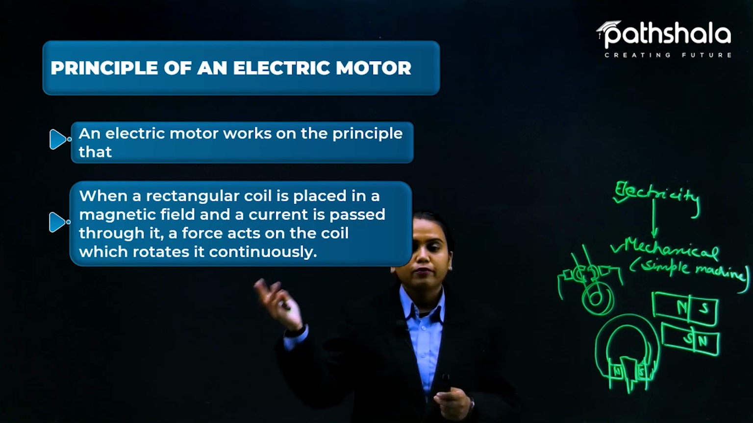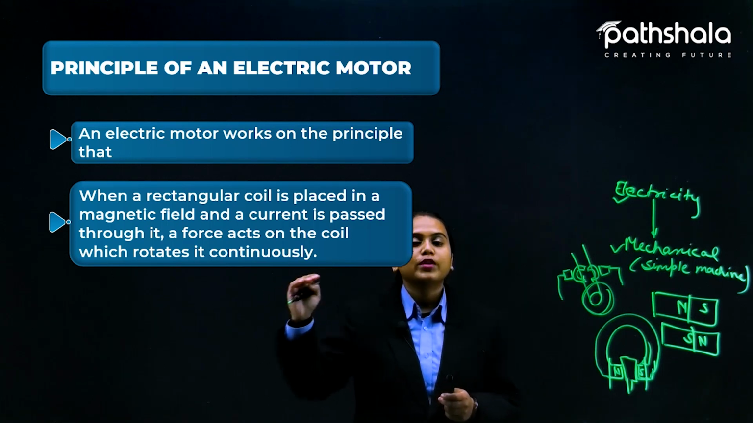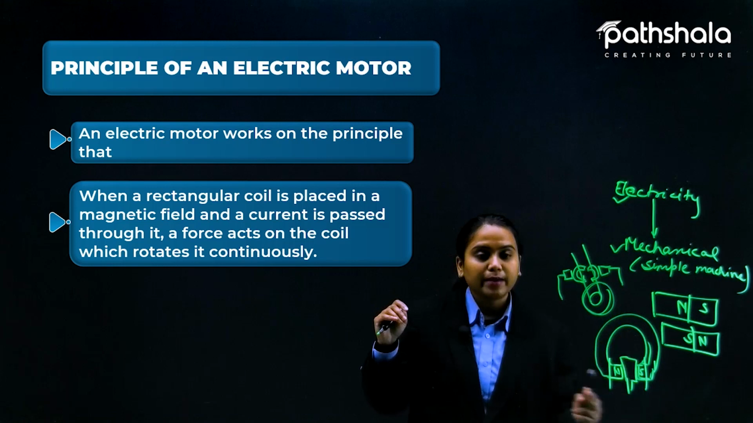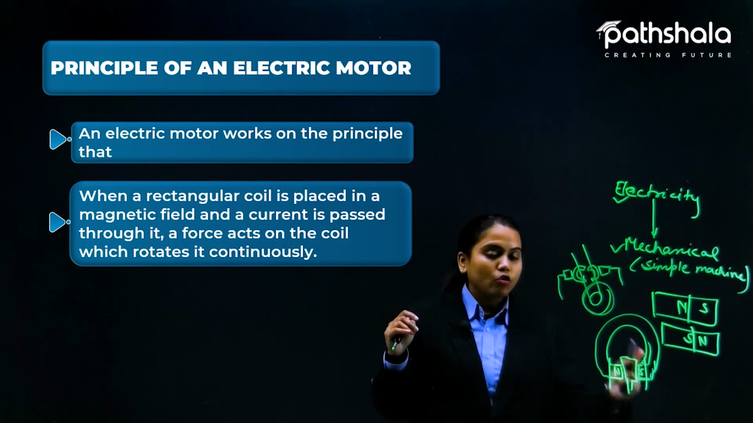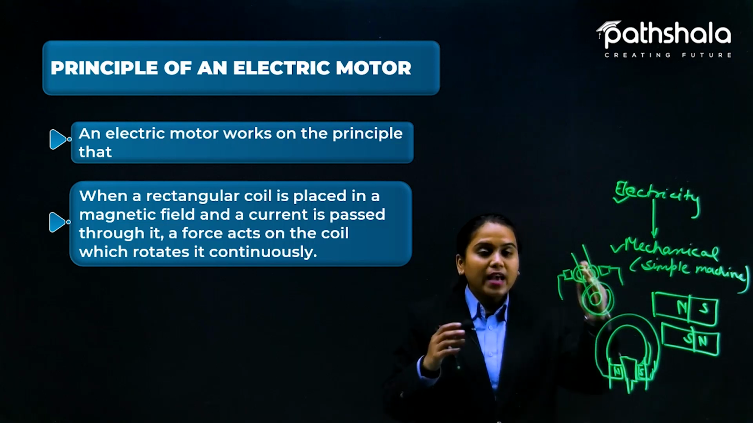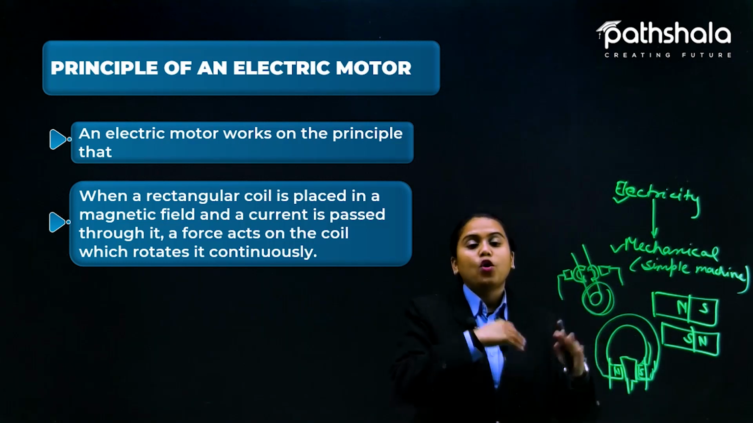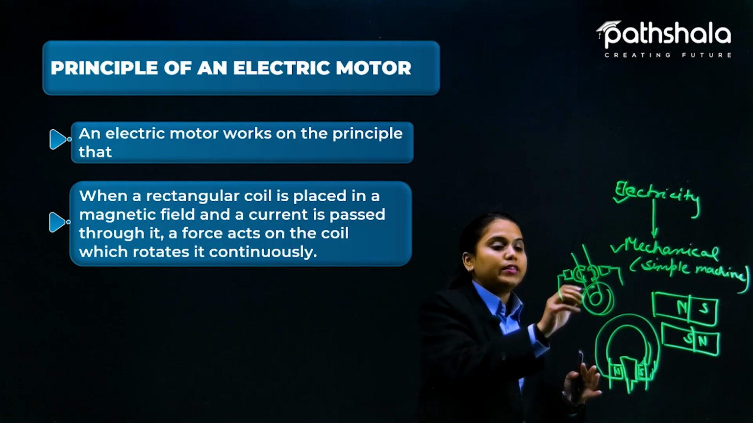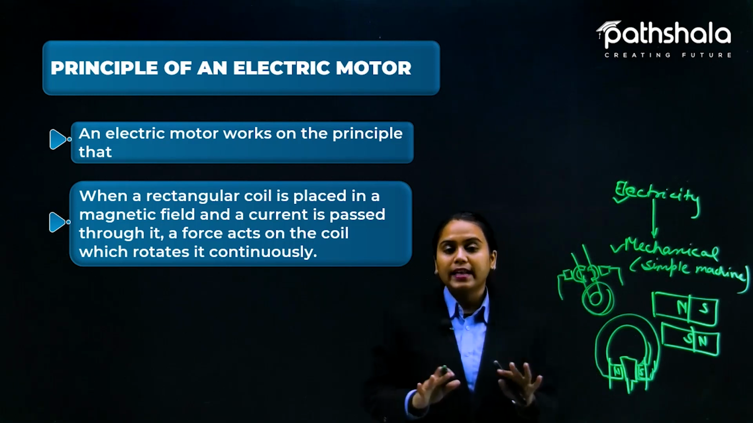So what is that force? That force is going to be used continuously and keeps the coil rotating. And when this coil rotates due to the force, as it is attached to the axle, the axle will also rotate. And now with the help of this axle, you can use anything.